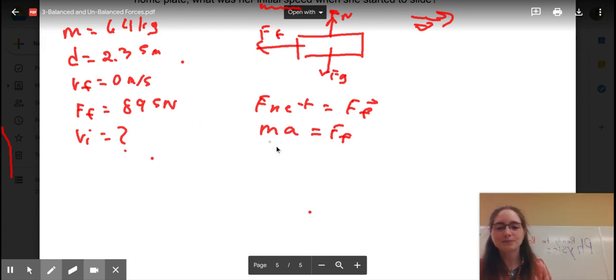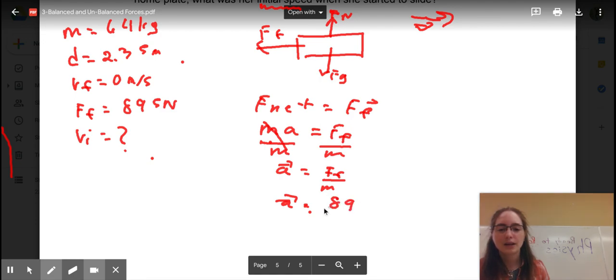Okay, so we have our mass and we're going to divide out mass. So acceleration is going to equal our force of friction over mass. And our acceleration is going to equal our 895 divided by your 64 kilograms.